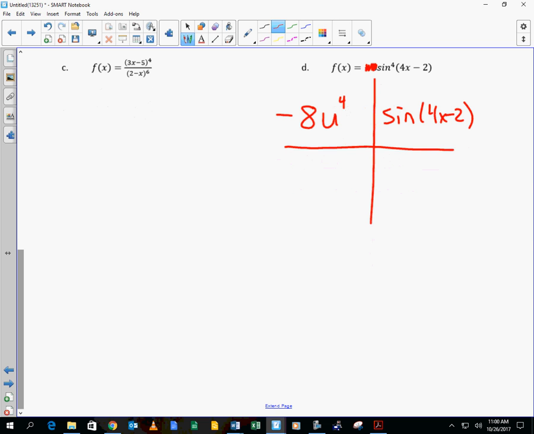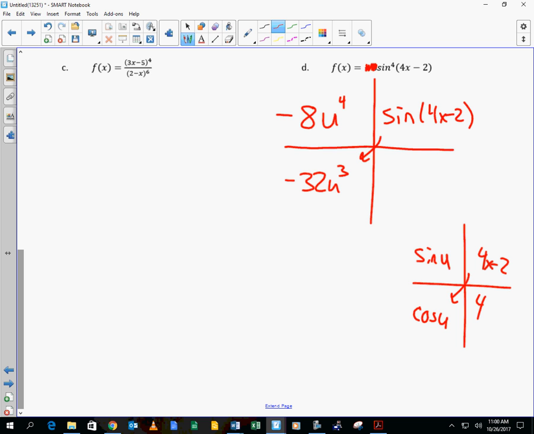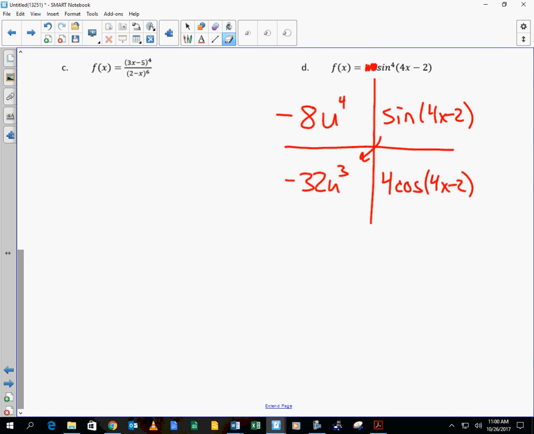Great. So what's the derivative of negative 8 u to the 4th? Okay, and what's the derivative of sine of 4x minus 2? Chain. Sweet. What's the outside? What's the inside? 4x minus 2. Derivative of 4x minus 2. Derivative of sine. Positive cosine. So I've got 4 cosine of 4x minus 2. So I just set up that secondary piece in order to figure out the other chain rule derivative.